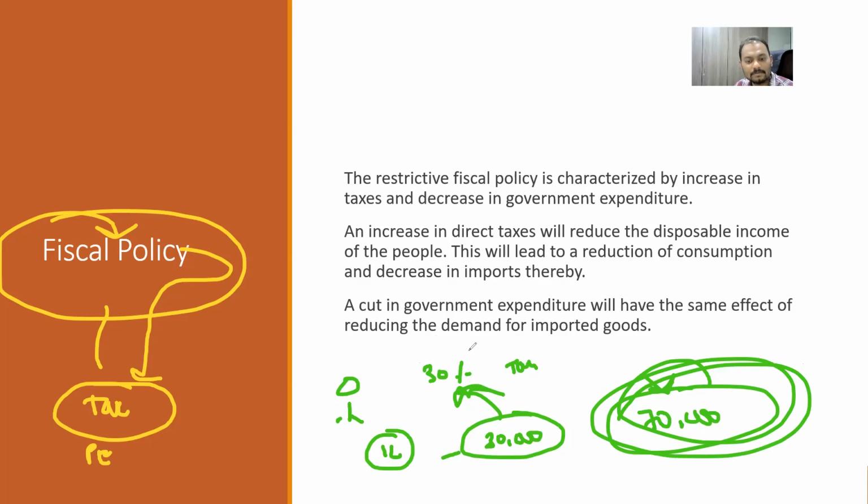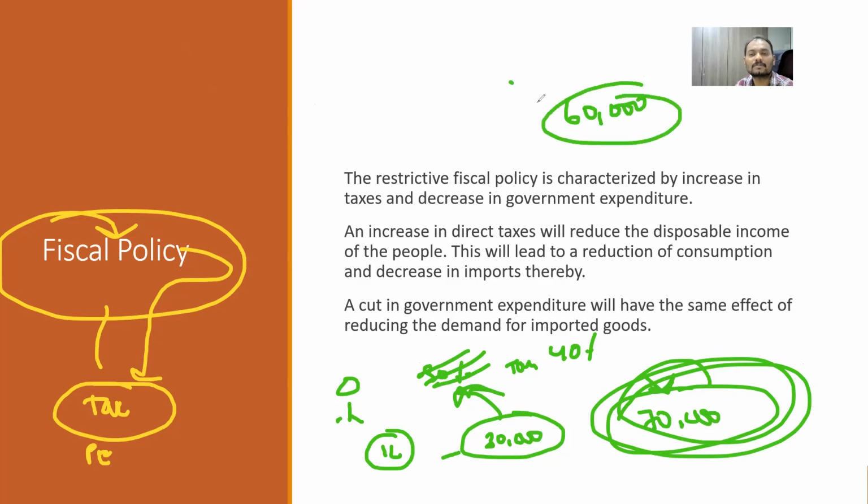So what can the government do? The government can increase the taxes to 40%. The government can increase the taxes to what percent, my dear students? 40%. What will be the available balance now after paying taxes? 60,000. Disposable income in the hands of the public decreases. When the income of the public decreases, imports also will decrease, my dear students. You call it fiscal policy, basically in terms of taxation. Increase the taxes, people's consumption expenditure will automatically come down. If it comes down, imports will automatically come down.